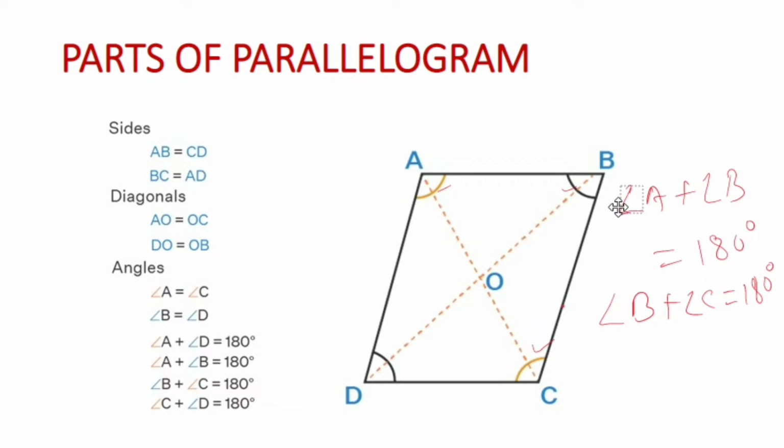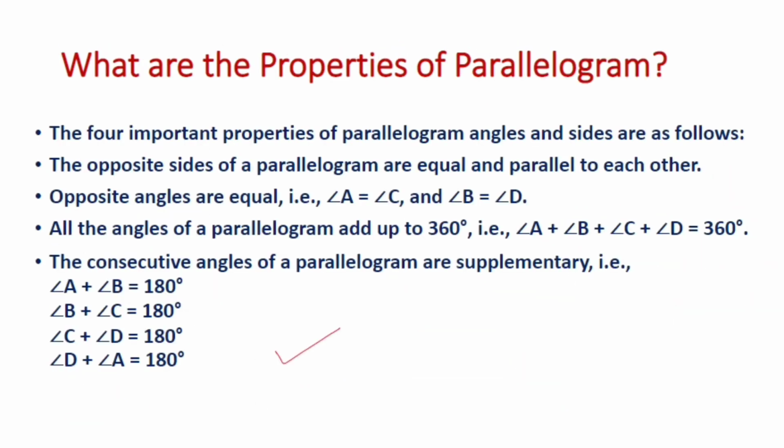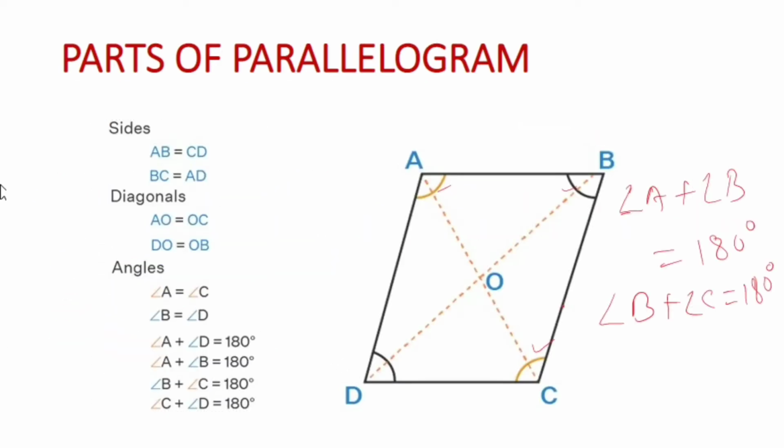Why are we telling this? Here the consecutive angles of a parallelogram are supplementary. That's why we have seen here angle C plus angle D. Above you see angle C here. Now this one, why? You know very well. Yes. Angle A plus angle D is 180 degrees.